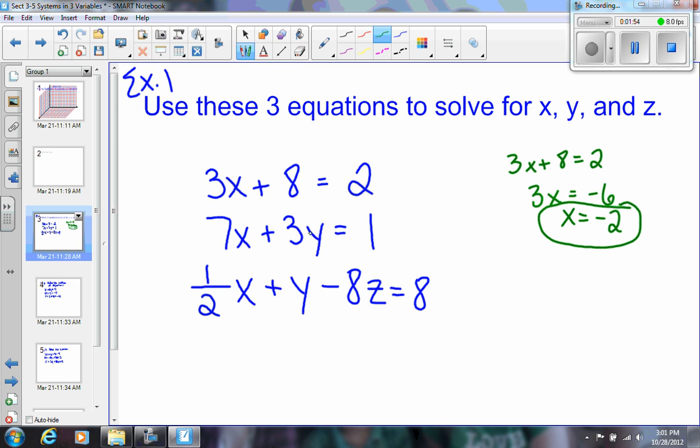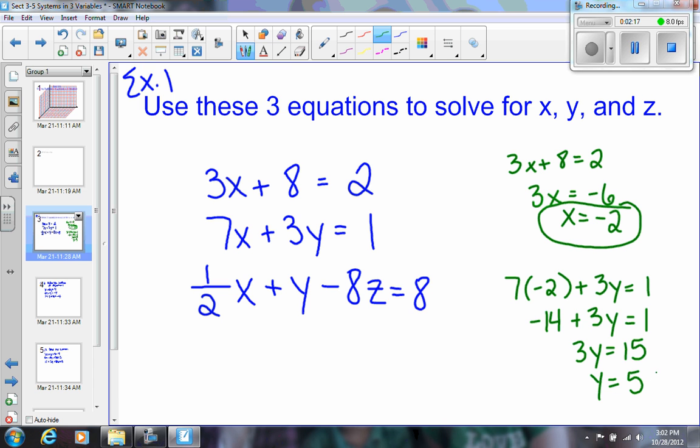Next, if I look at the second equation, I can figure out what y is if I substitute the value for x. So I'm going to have 7 times negative 2 plus 3y equals 1. So we get negative 14 plus 3y equals 1. If I add 14 to both sides and then divide by 3, I get y equals 5. So now I know x and y, and I just need to find z. Well, in this last equation, I can substitute those values. So 1/2 times x, which was negative 2, plus y, which is 5, minus 8z equals 8. And now I can solve this.